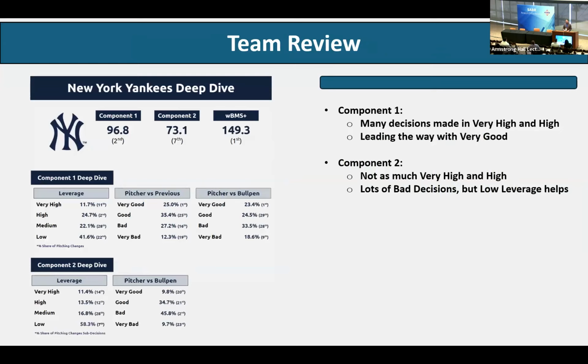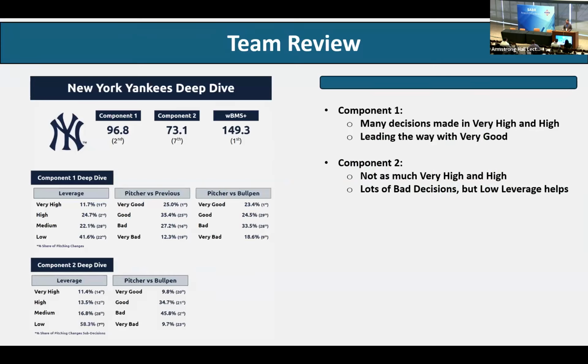So diving into a team review, because what I think makes this interesting is you can look at a team level result and you can also look at pitching change level results. For this, we have the Yankees. We already highlighted that they were the top performing team from the 2023 regular season. And to help understand why we see this high score, you can walk through this.